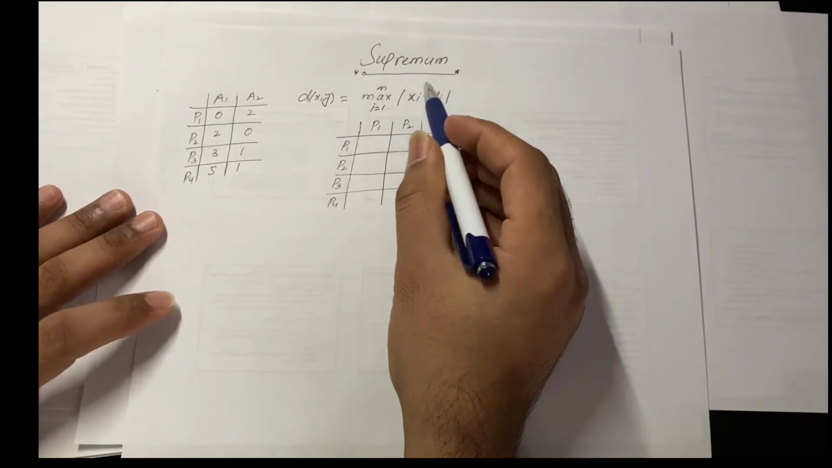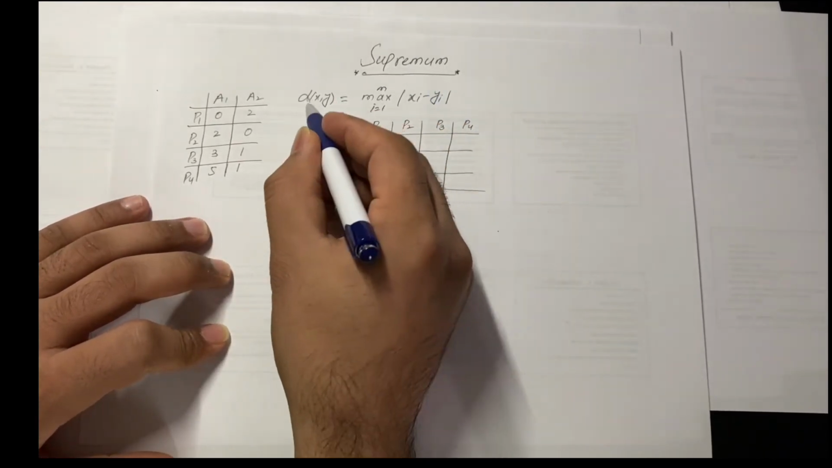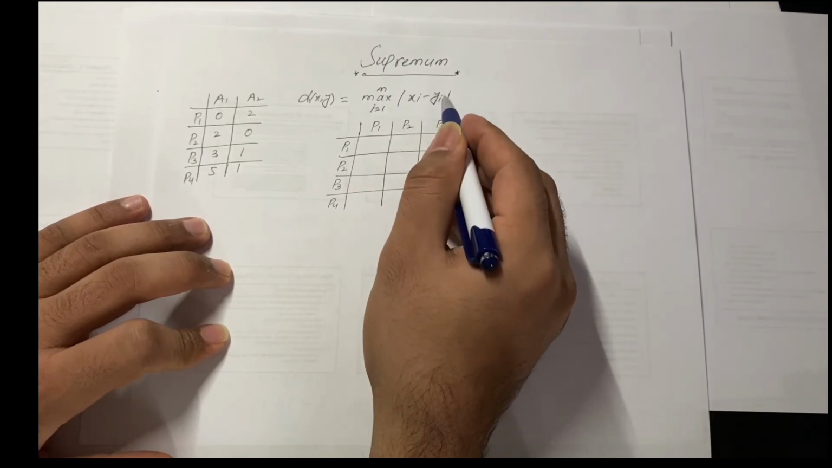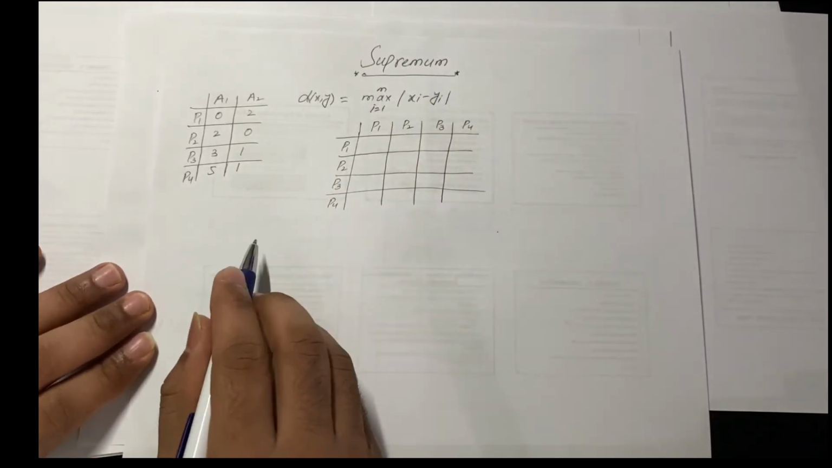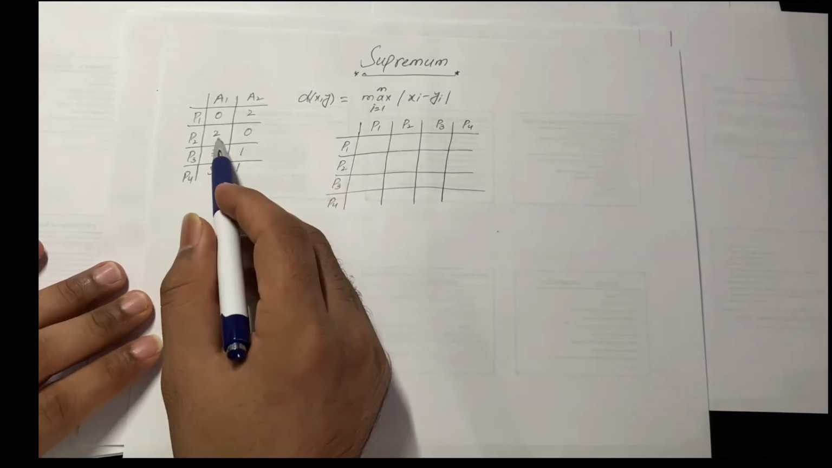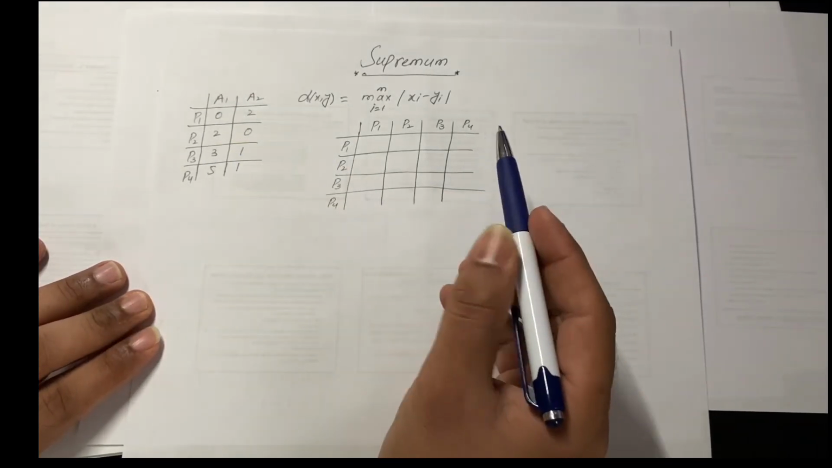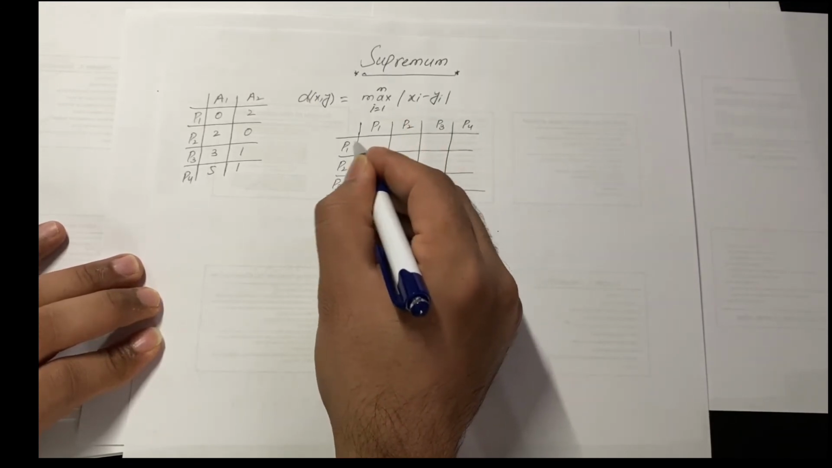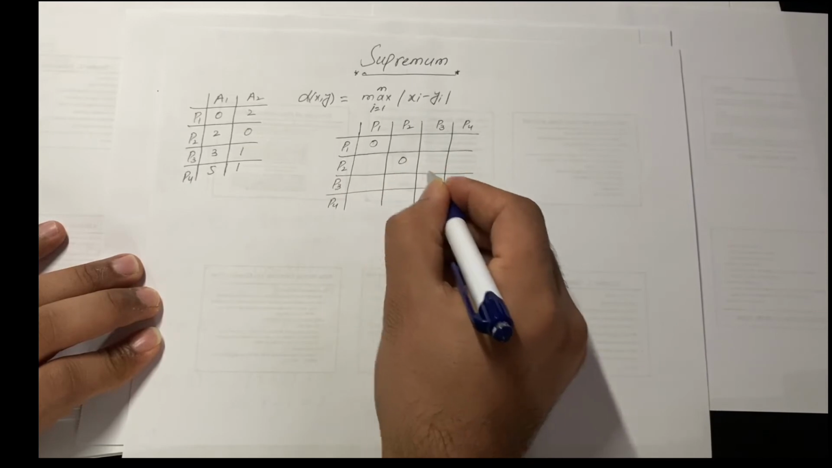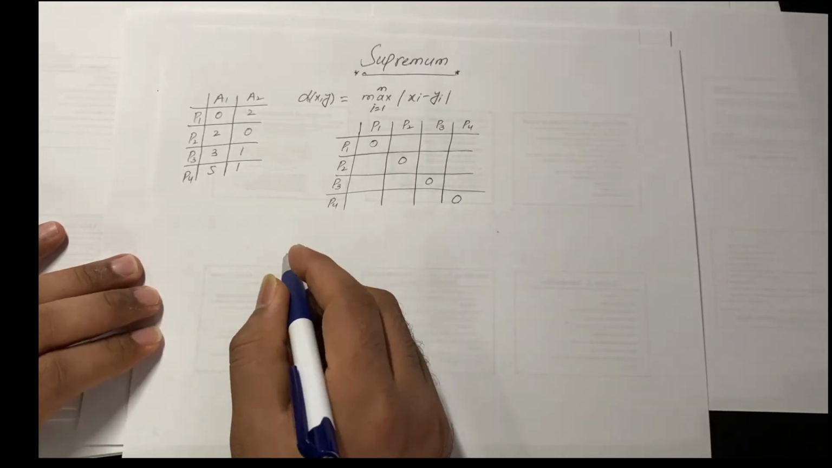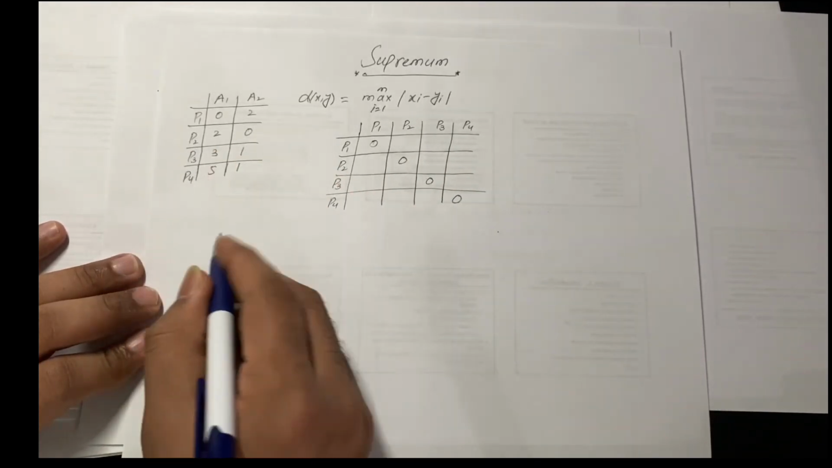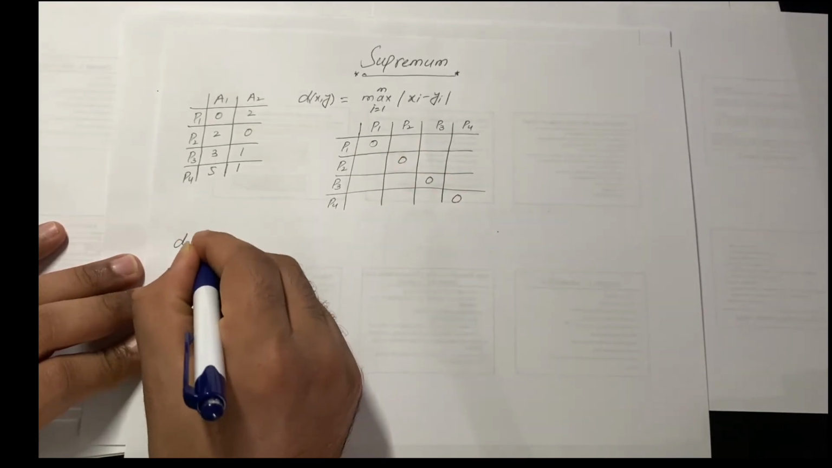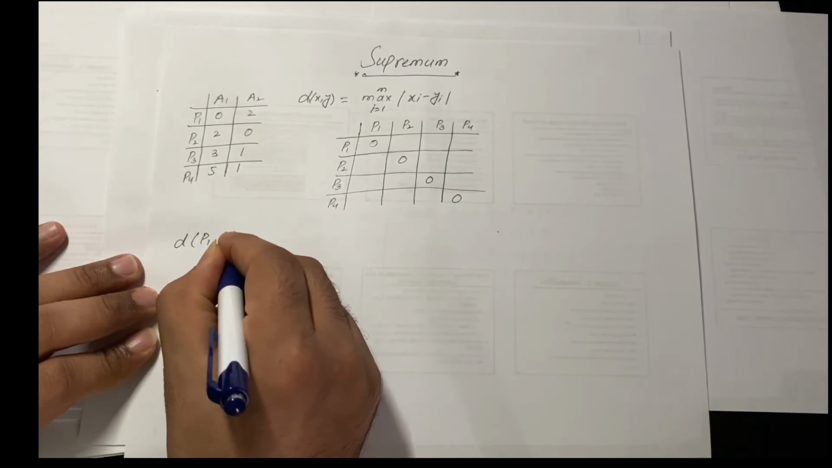Okay, so in the Supremum method we have the formula d of x, y is the maximum of |xi minus yi|. What we have to do is find the maximum values between these data points. So first, P1 and P1 will be 0, the diagonal will be 0. Now we have to find out P1 and P2.